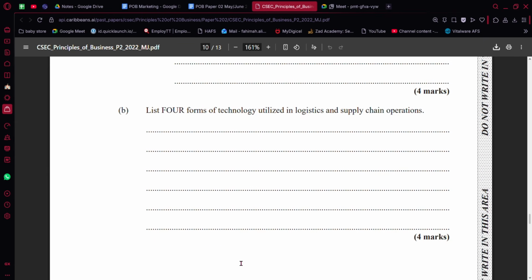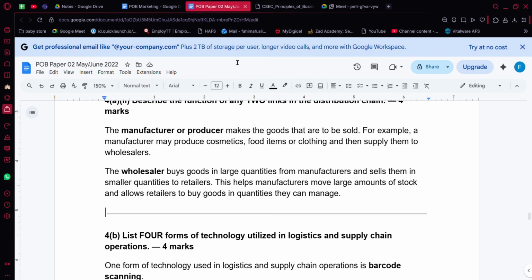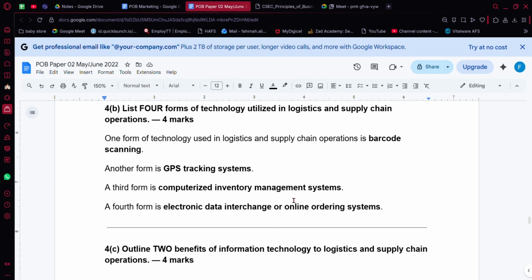Next question. List 4 forms of technology utilized in logistics and supply chain operations. One form of technology used in logistics and supply chain operations is barcode scanning. Another form is GPS tracking systems. A third form is computerized inventory management systems. A fourth form is electronic data interchange or online ordering systems.